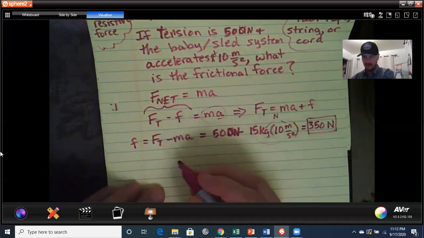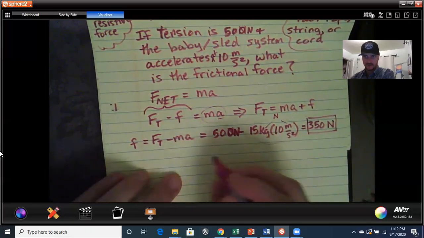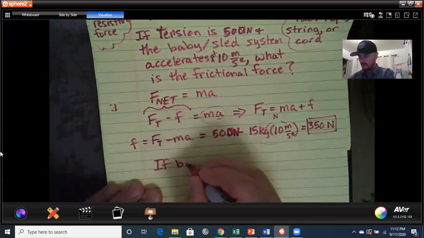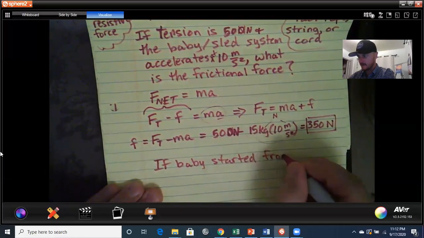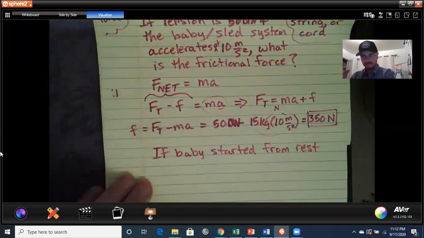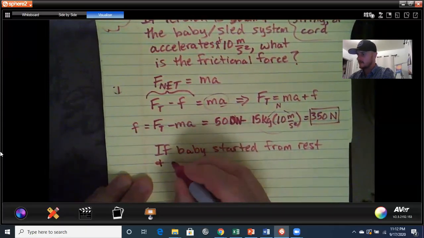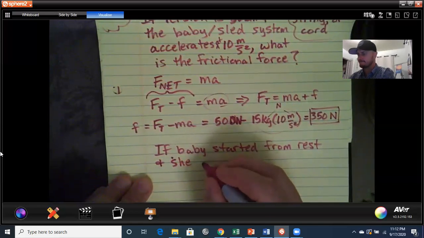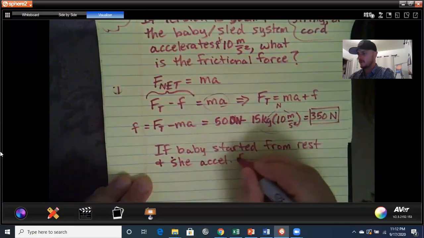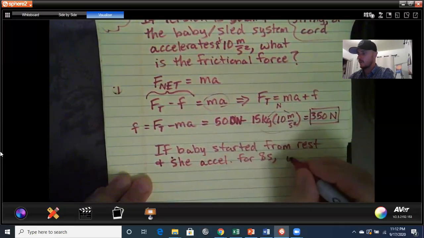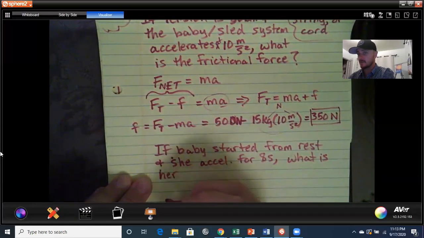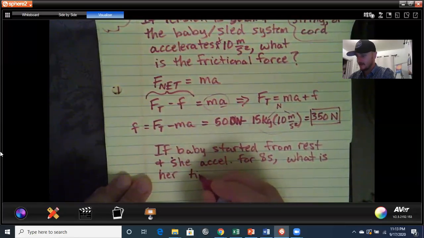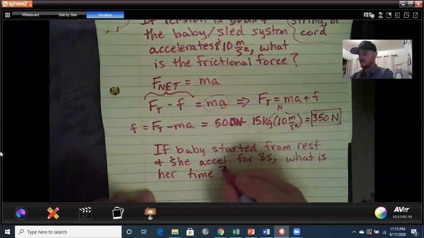I could say, if the baby and sled started from rest, and she accelerated for 8 seconds, what is her, do you want to find time or displacement? Let's make it easy on ourselves. Let's find time. What is her time?